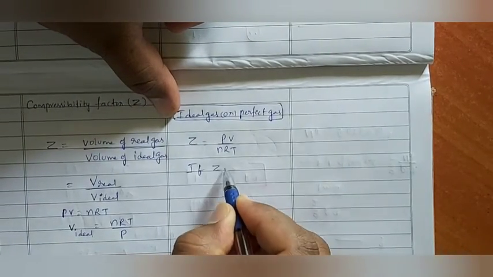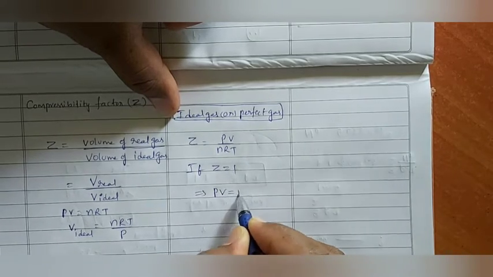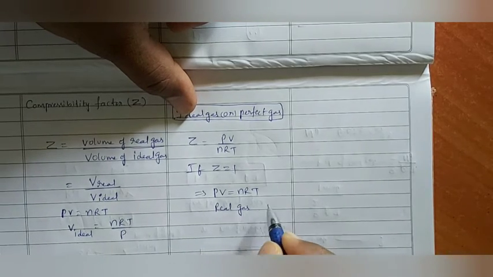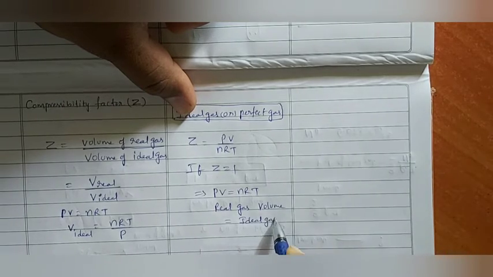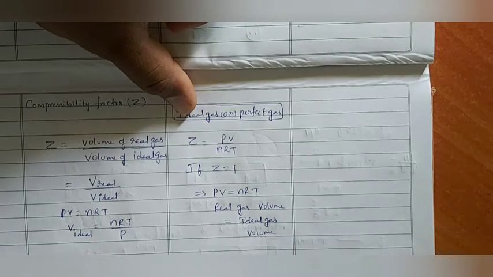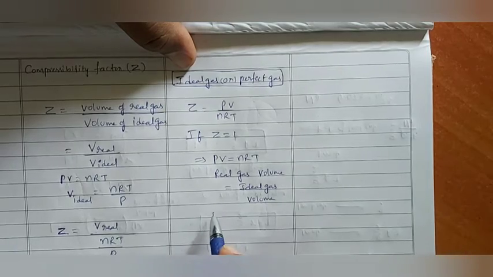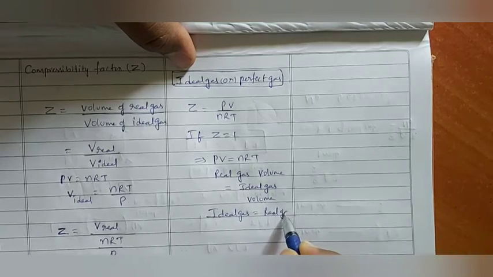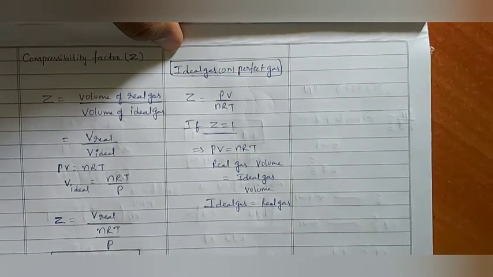If Z is equal to 1, this implies PV is equal to nRT. That means real gas volume is equal to ideal gas volume. That means real gas is behaving like ideal gas. Ideal gas equals real gas if Z is equal to 1. Is it okay?